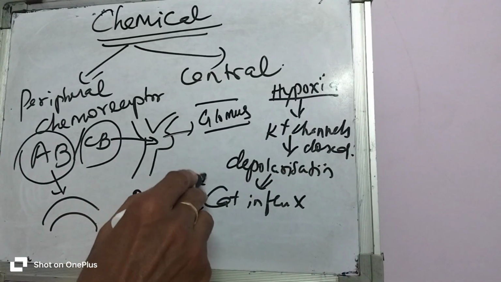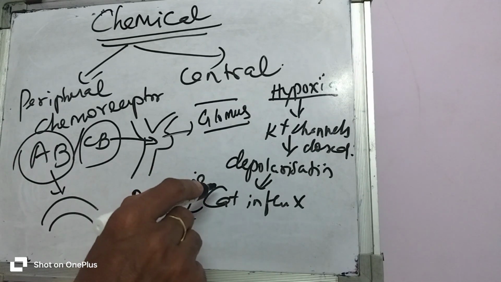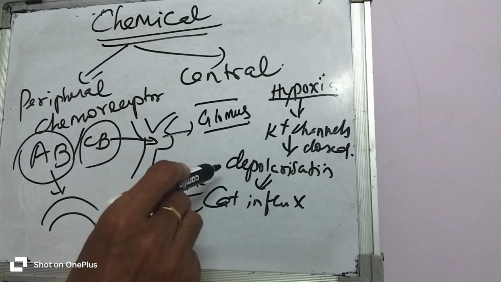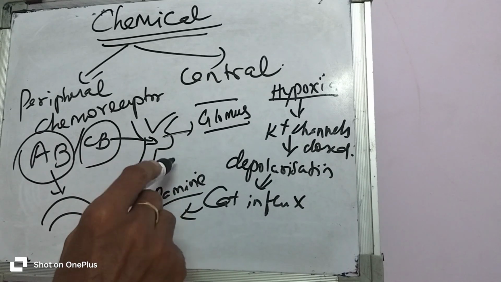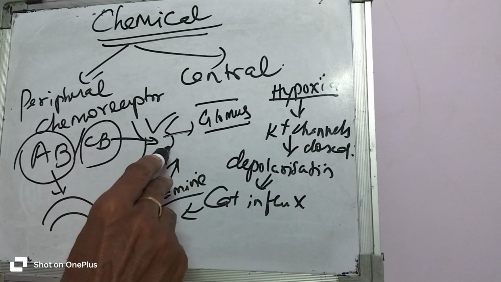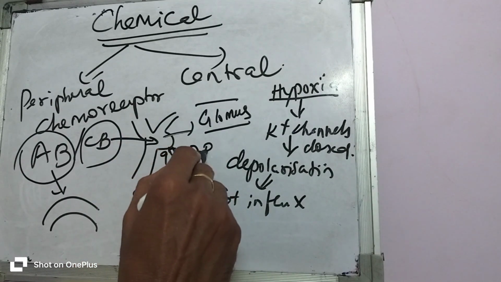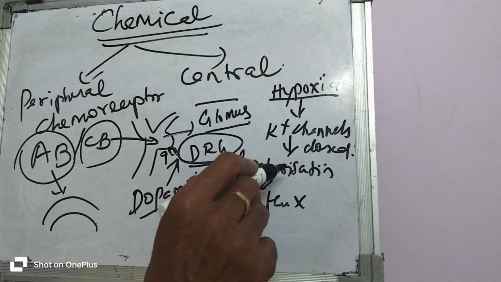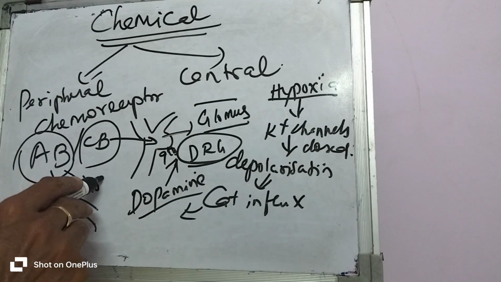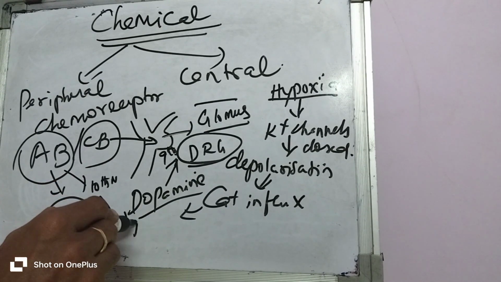Now this release of dopamine will activate the glossopharyngeal nerve, which is arising from the carotid body, that is the ninth cranial nerve. This ninth cranial nerve will send signals to the DRG, dorsal respiratory group neuron. So through the ninth nerve, it activates the DRG, nucleus tractus solitarius. The same pattern takes place in the aortic body, where the signals are carried by the 10th nerve to the DRG. So the process is the same.